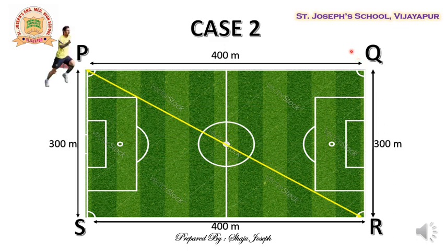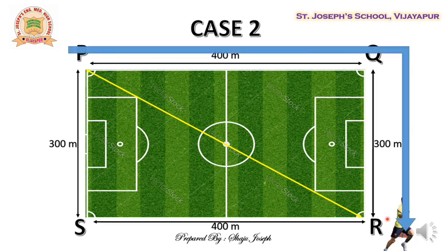Case 2. Here, the player goes from P to Q and then from Q to R. Now, if you talk about the distance traveled, it is from P to Q 400, then Q to R is 300, a total of 700. But the shortest distance, if you are talking about, is between P and R, the direct distance. That, if we calculate by Pythagoras theorem, we will get as 500 meters.